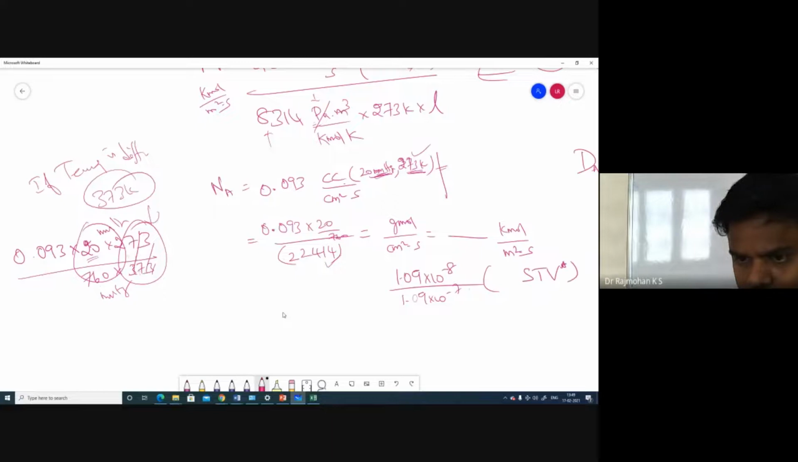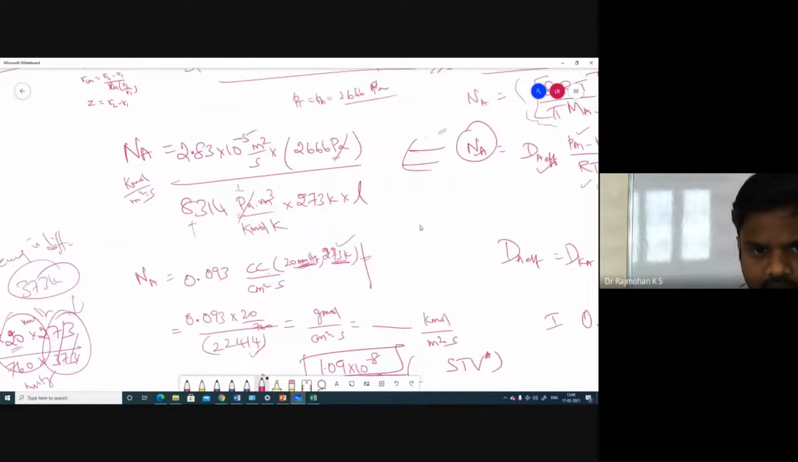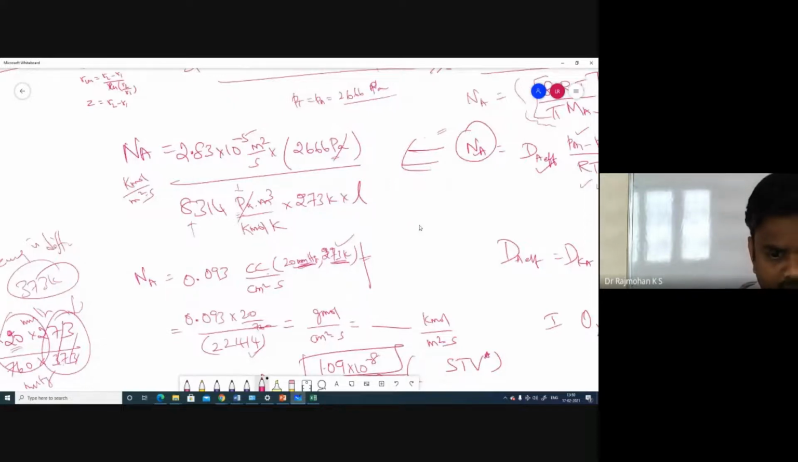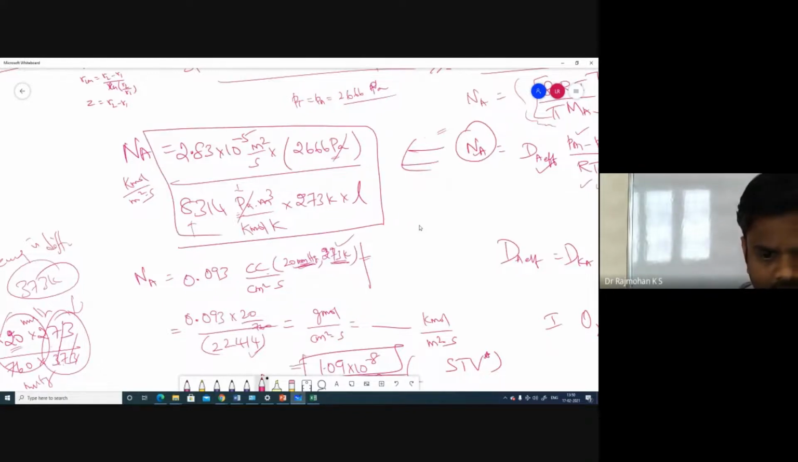So Na value is there now. If Na value is there, you can substitute in the equation now. All data except L is known. So Na value we have now. In this equation, Na is equal to, in the right hand side, this value can be equated to this. Let it be 1, let it be 2.